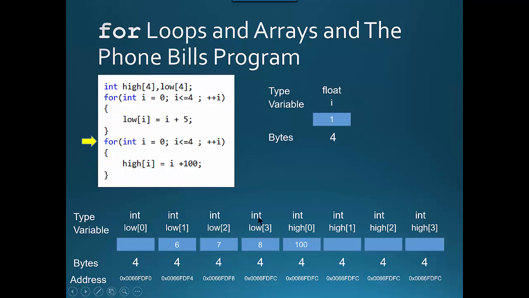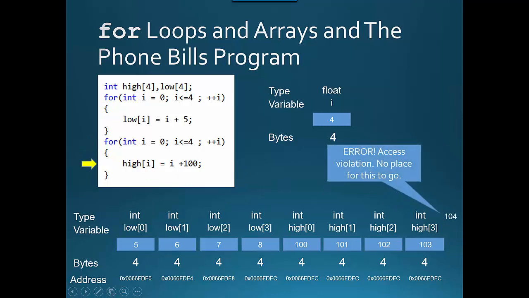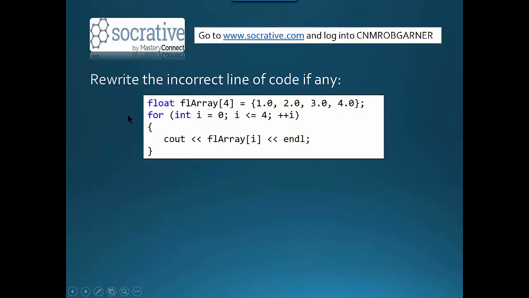But as we go through, we get to index 4. And then when we come up here, it's now trying to write at high index 4. Well, there is no high index 4. And so you'll typically get an access violation at this point because it can't access the end. By the way, that 5 disappeared at some point during that. That's just a typo.